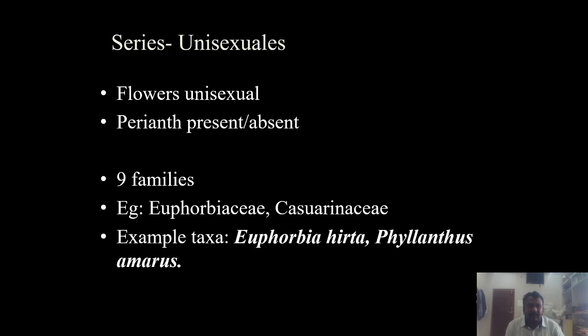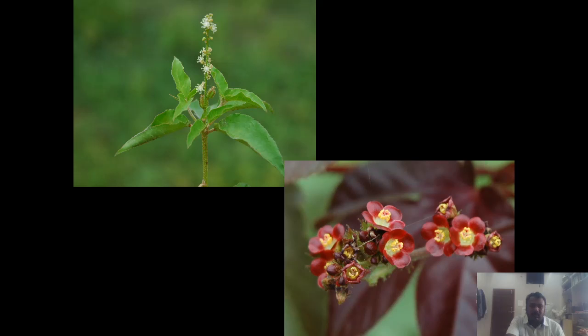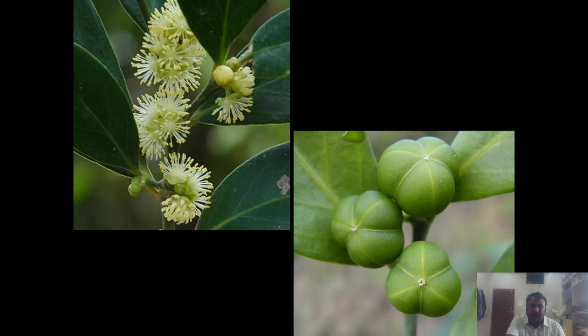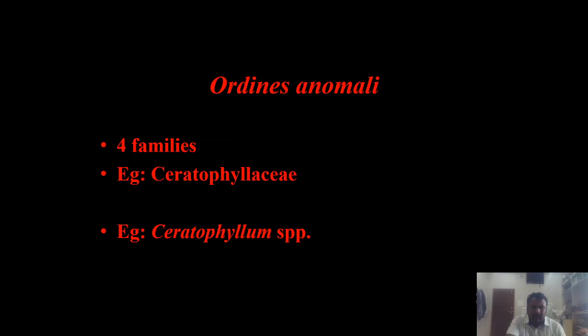Flowers unisexual in nature. That means male and female flowers are different or separate. Perianth present or maybe absent. 9 families are present. Some of the examples here: Euphorbiaceae and Casuarinaceae. Example taxa, Euphorbia hirta, Phyllanthus amarus, the Croton bonplandianum, and then Jatropha gossypiifolia, Sauropus angustifolius. 4 families were kept under Ordines anomali. Some of the examples: Ceratophyllaceae. Example taxa, Ceratophyllum.